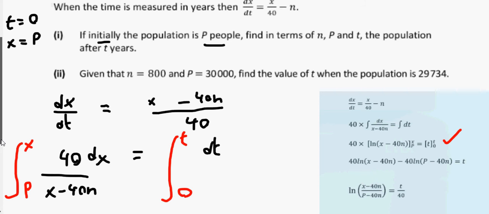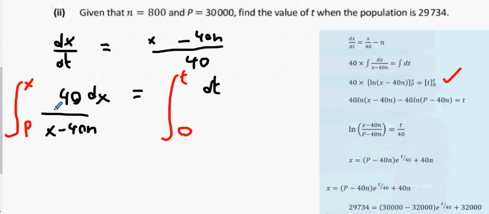Now, what type of integral is that? Look at the bottom part. What do you think that is? Ignore the 40. What happens if I actually integrate 1 over, for argument's sake, x minus 30? How do you integrate that? ln of x minus 30, yeah? And differentiate it. So that's exactly what we're going to do. It's going to be ln. Now it's going to be 40 of them, because it's still 40 on the outside. That's going to be x minus 40n.